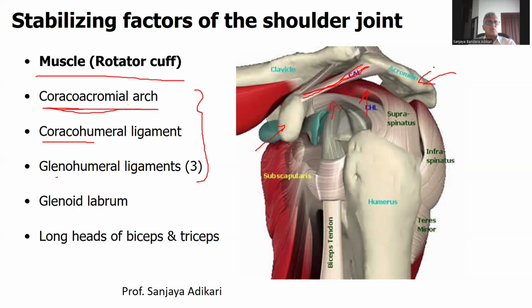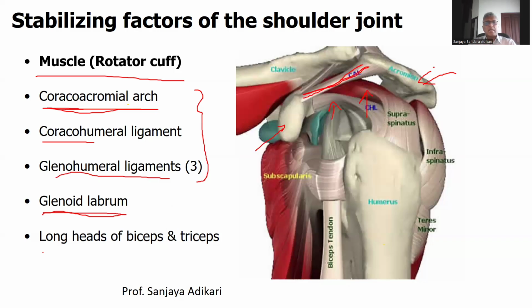Then you have three glenohumeral ligaments, superior, middle, and inferior, which are not shown in this image, between the glenoid, the labrum and the head of the humerus. Then the fibrocartilaginous ring surrounding the glenoid fossa, deepening it to some extent, contributes to the stabilization of the shoulder. This is called the glenoid labrum. Again, you can't see it here, covered by these muscles, but you know where it is.